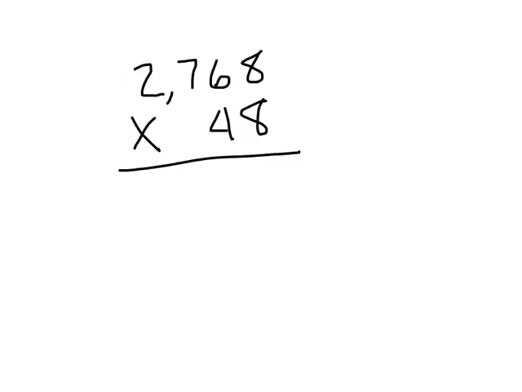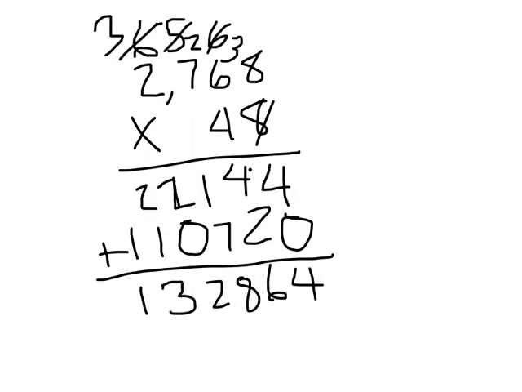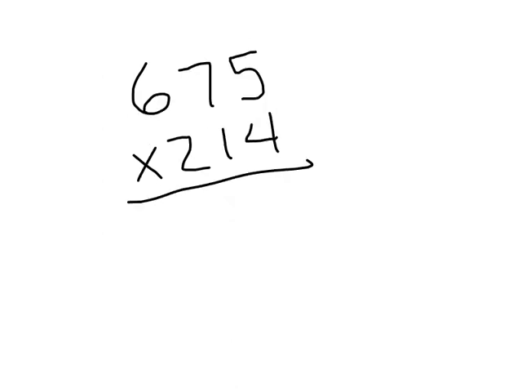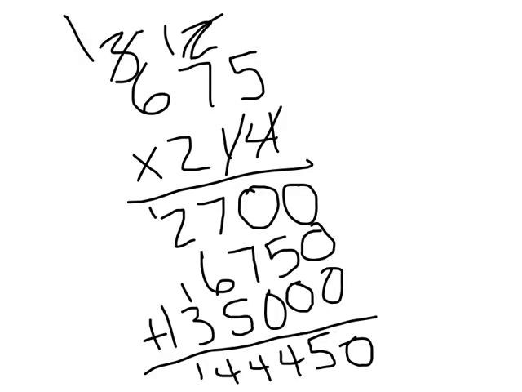Now try a few more. What's 2,768 times 48? The correct answer is 132,864. Check your partial products with mine. Now try another. What's 675 times 214? The correct answer is 144,450. Check your partial products with mine.